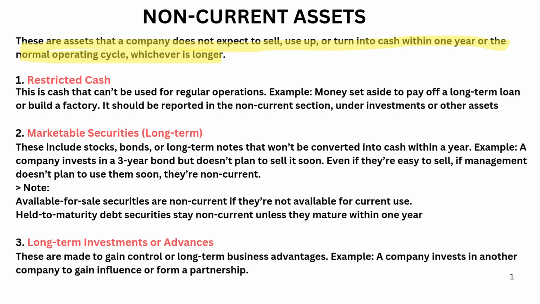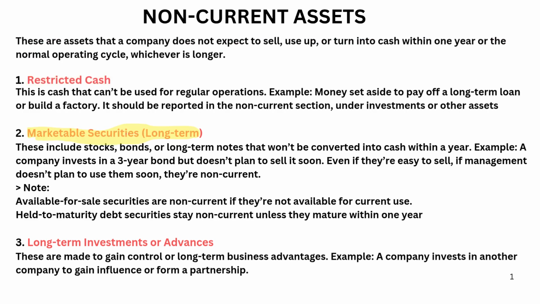1. Restricted cash. Sometimes, a company keeps cash set aside for specific long-term uses, and this cannot be used for daily operations. Example: cash reserved to build a new factory or to repay a long-term loan. This type of cash is placed in the non-current section, usually under investments or other assets.